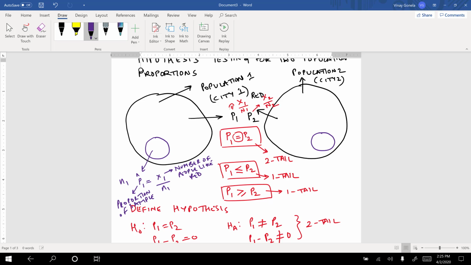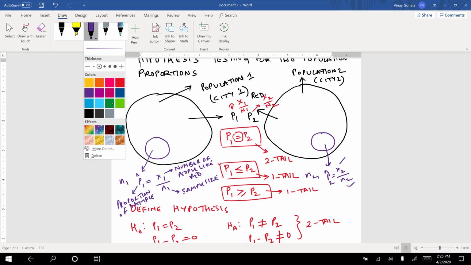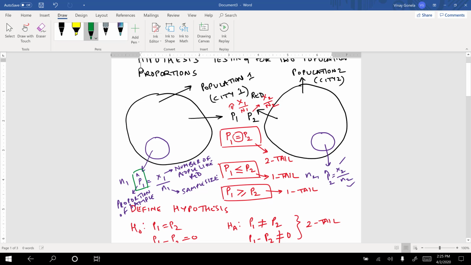In this case, n is the sample size. Similarly here, n2 will be the sample size, and p2 hat is x2 divided by n2, the number of people who like color red over the sample size. So this p hat is very important, because now we will be using it in our formula, and this p will also be used in the formula.